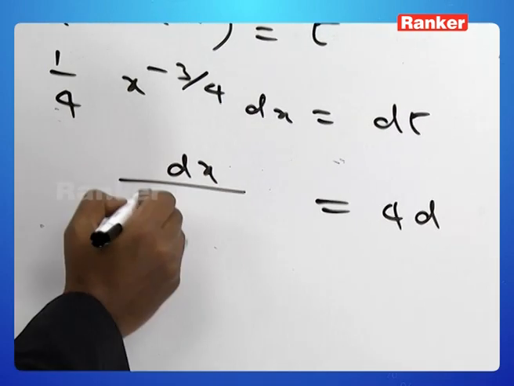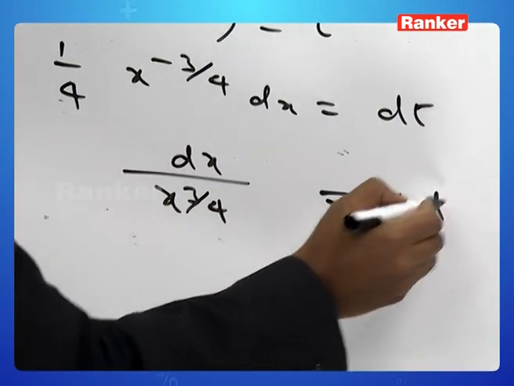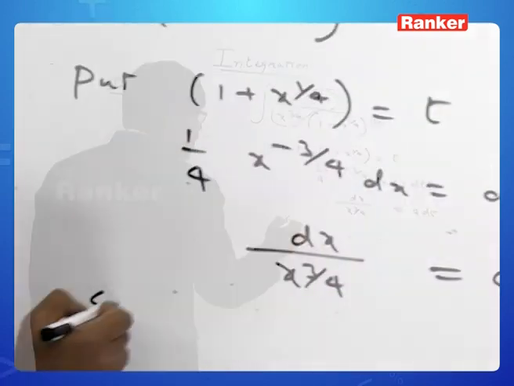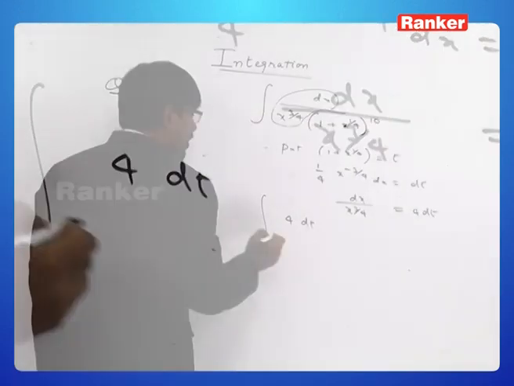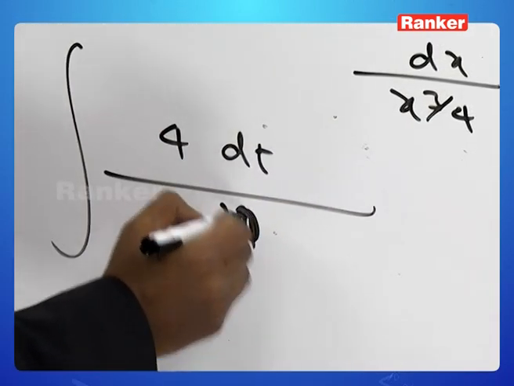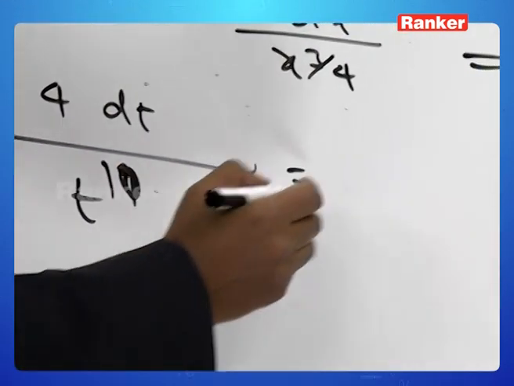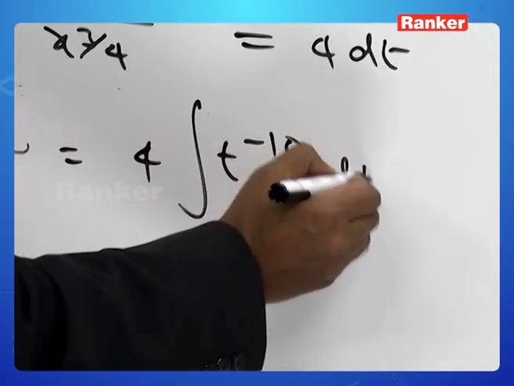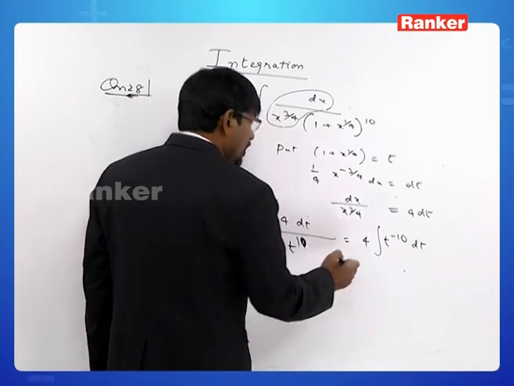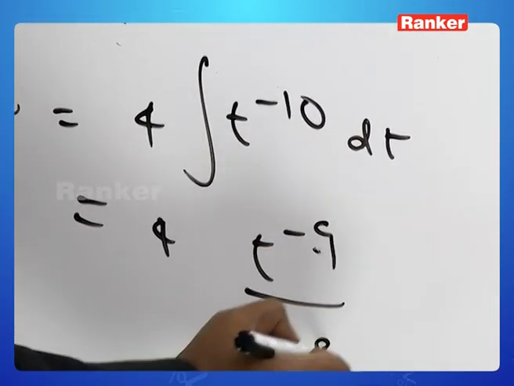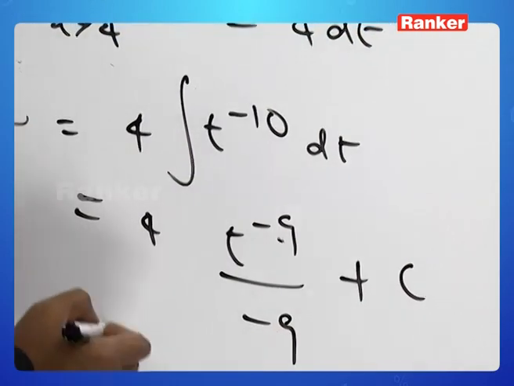So, dx by x power 3 by 4 I will replace with 4 dt, and what do we have here? t power 10. So now that makes it 4 into t power minus 10, integral of t power minus 10 dt, that is 4 into t power of minus 9 by minus 9 plus c.